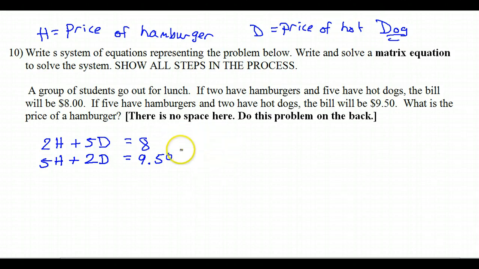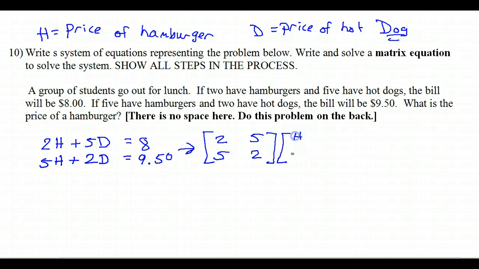So this time we're going to convert this to a matrix situation. This is going to become the matrix 2, 5, 5, 2. That's my coefficient matrix. And then, of course, the variable matrix, H D. And that's going to equal the constant matrix, 8 and 9.5. This is our matrix equation.